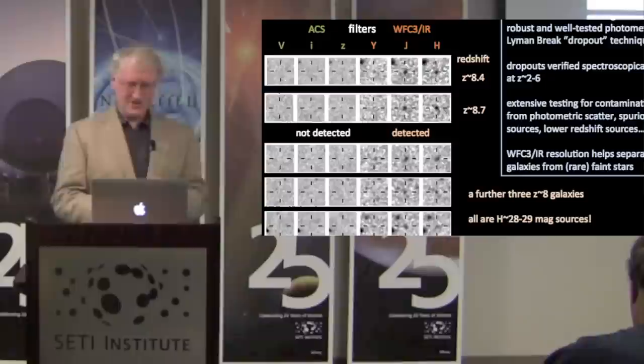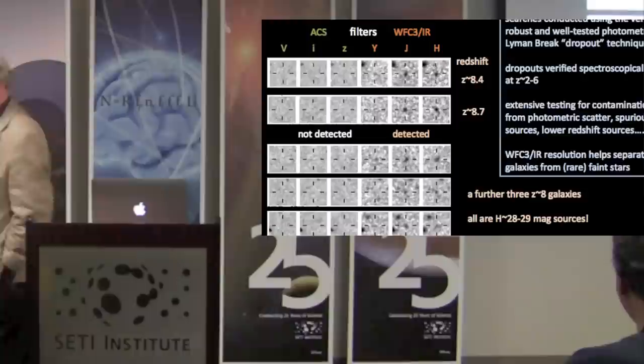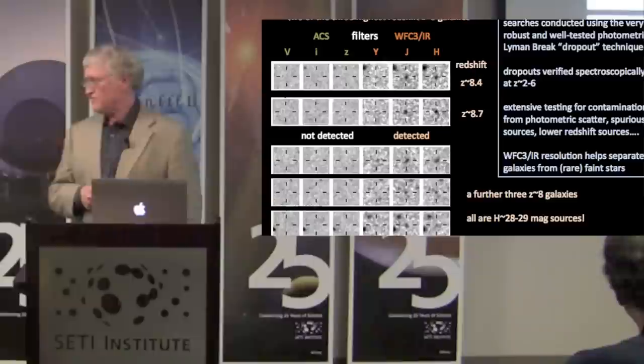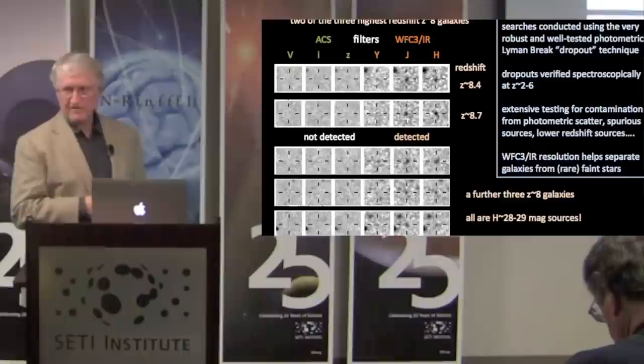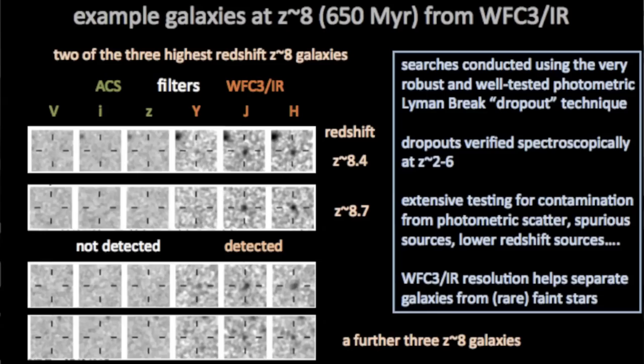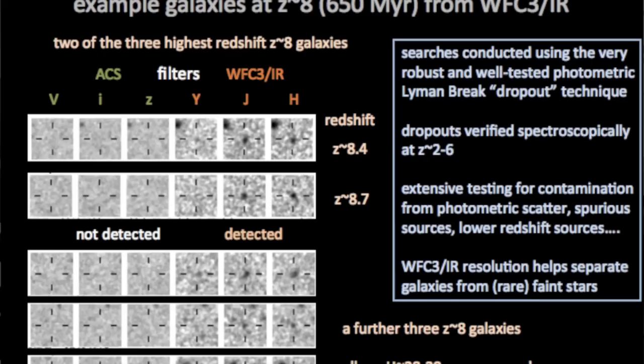Okay, so let me show you a couple of galaxies now at a very early time. Here are two galaxies at redshift 8. This is 500, 600 million years after the Big Bang. So now we're looking back, as I said, through 95, 96% of the life of the universe. This is how we find them: some images in these two infrared filters, and nothing at all in these filters. A little bit of a weak signal here helps us constrain the redshift.